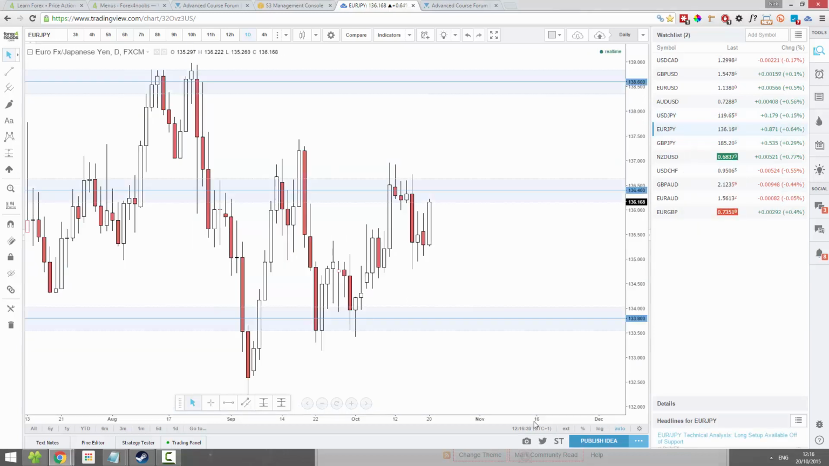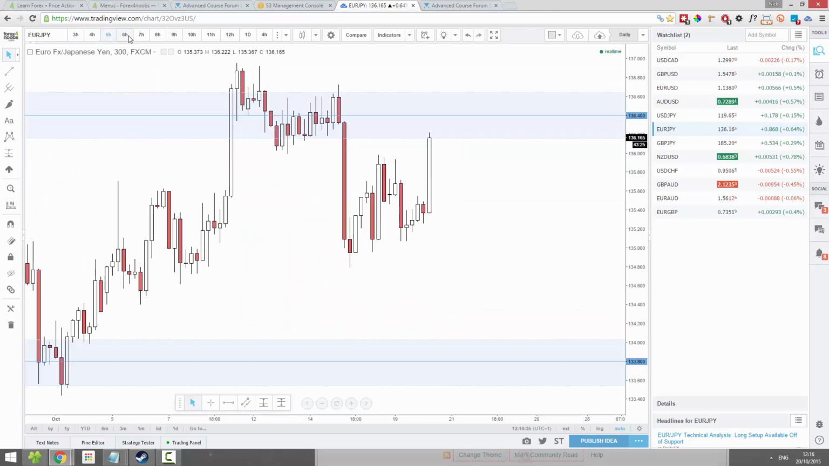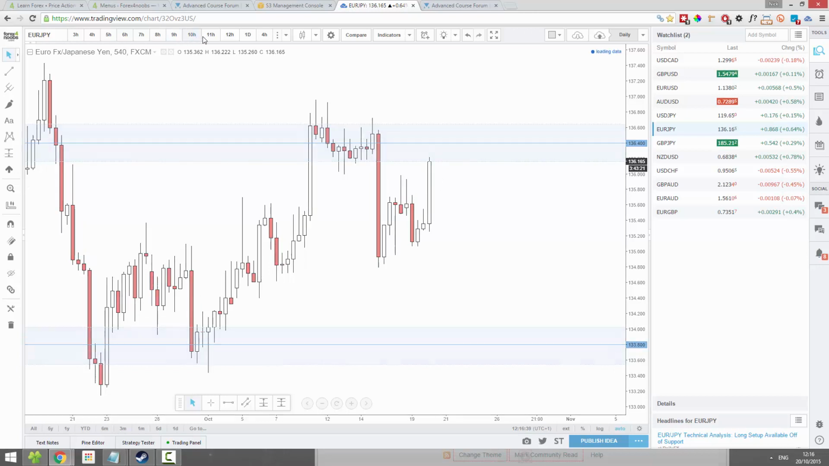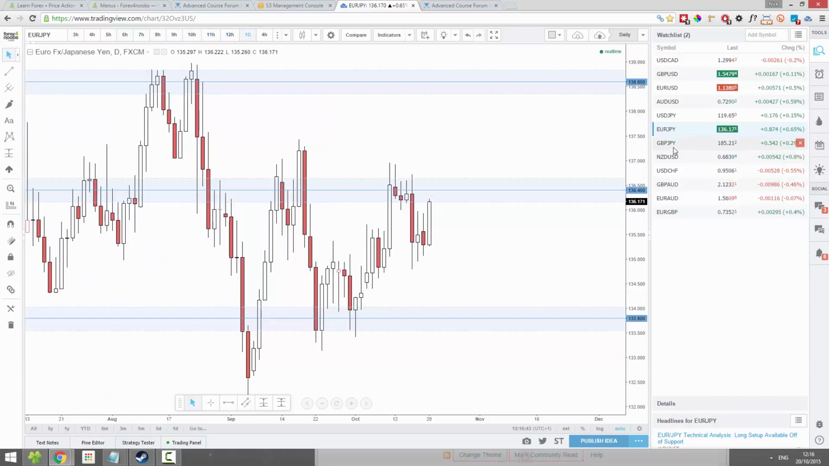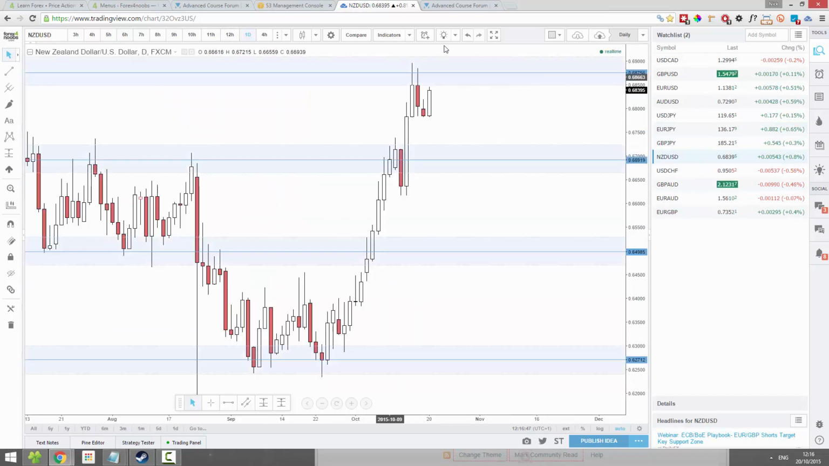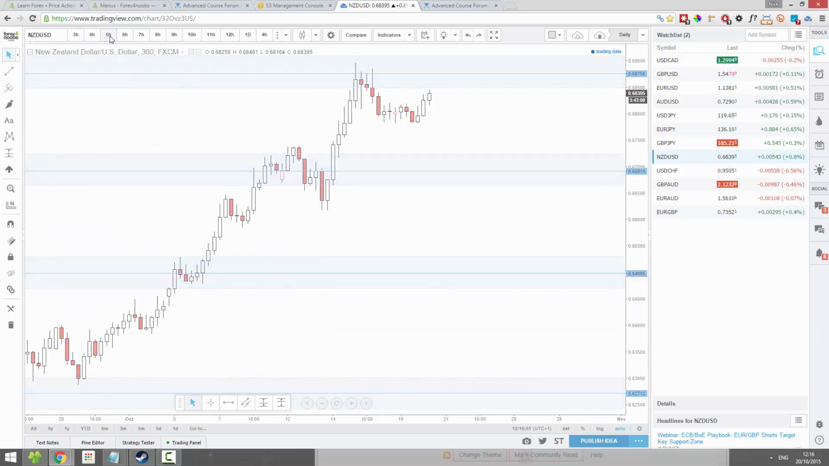EURJPY. Let's look at what we can see here. 3, 4, 5, 6. Yeah, nothing much is going to be happening with this pair. GBPJPY we already looked at. Let's take a quick look at New Zealand USD, but it doesn't look like anything's happening here either.